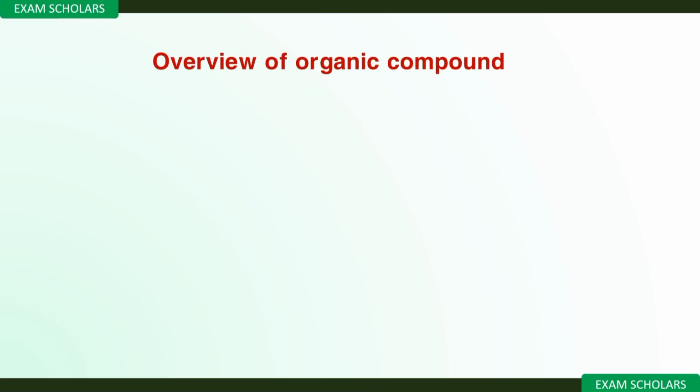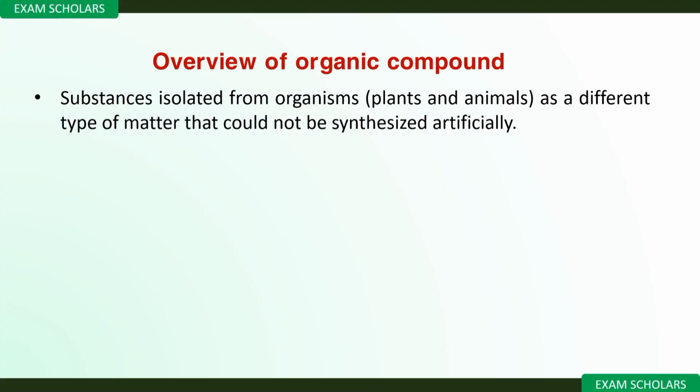Now let's talk about organic compounds. We need to understand organic compounds. What is an organic compound? The earlier scientists believed that they are substances isolated from living things, a different type of matter that cannot be synthesized artificially. So when we talk about organic compounds, the earlier scientists believed that these are compounds that you can get from living things. What are living things? Plants and animals. It's a special type of compound, matter, that you cannot synthesize or get artificially.